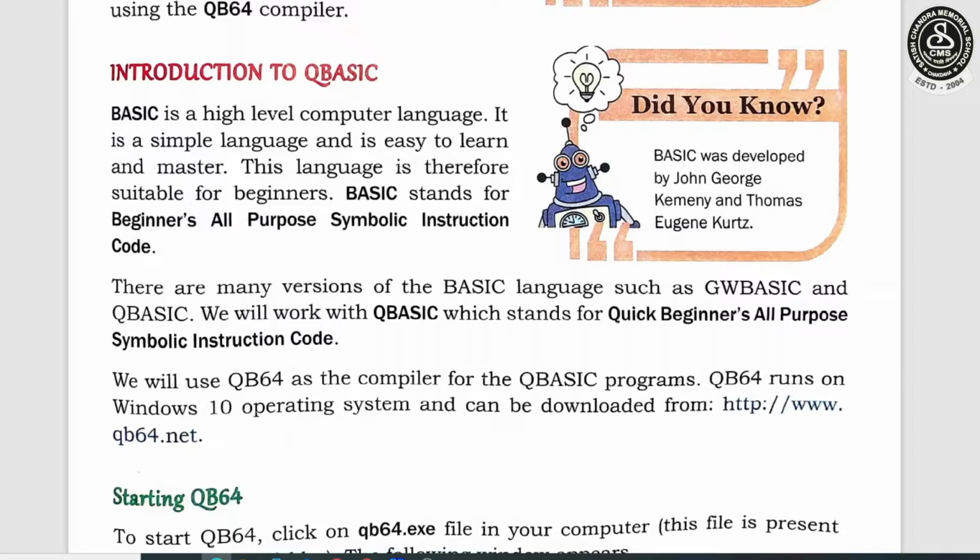So how to download it? We simply have to go to the website of Qbasic 64, that is qb64.org, www.qb64.org. You go to that link, and then you select the right option. That is, if you are using Windows, you have to select that, and then you have to download the zip file.